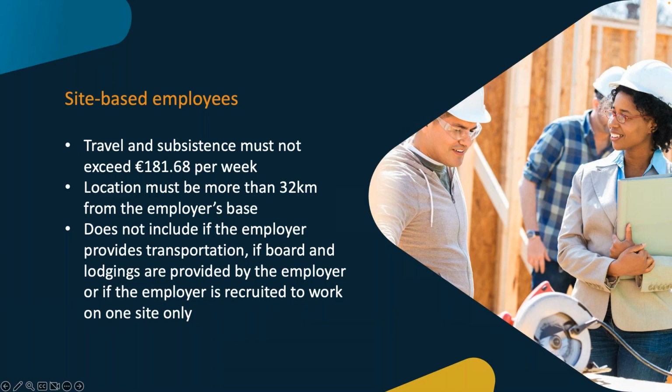Expenses for travel and subsistence, including country money, not exceeding €181.68 per week, may be paid tax-free. The location must be more than 32 kilometres from the employer's base. And for employees working in the construction and electrical contracting sectors in the Dublin area, travel and subsistence may be calculated by reference to the distances from the GPO. So this can be treated as the employer's base, provided this is used on a consistent basis.